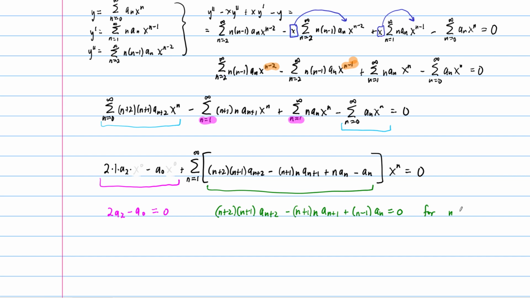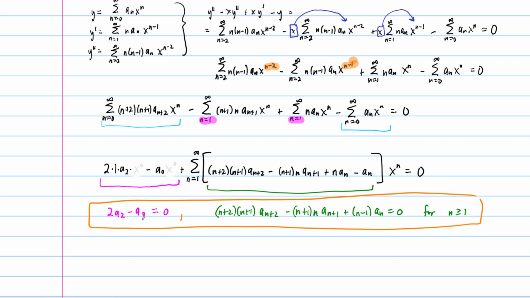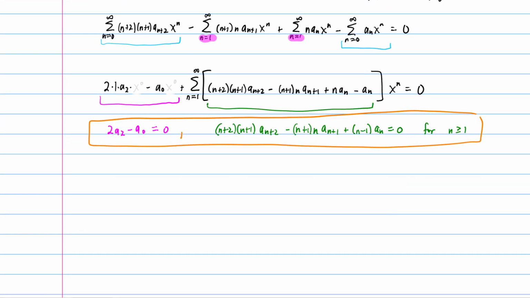So in other words, this recurrence relation doesn't apply for n equals 0, but we have our n equals 0 term over here, right? So altogether, taken as a whole, our recurrence relation comes in two parts. It comes in the equation for n equals 0, and then the rest of it for all the rest of the n, okay? So now we just have to solve these recurrence relations. And so the first one we can just rearrange, and a2 is going to be equal to 1/2 a0. That comes from this.